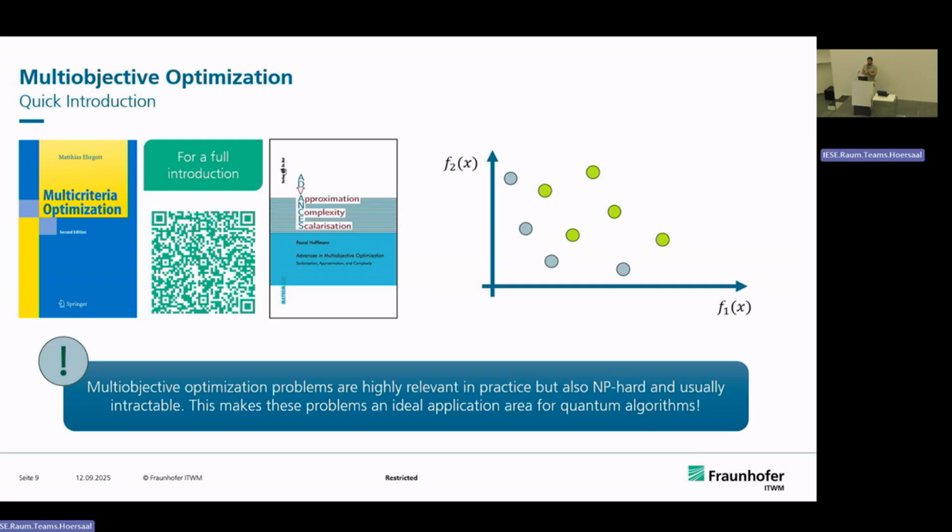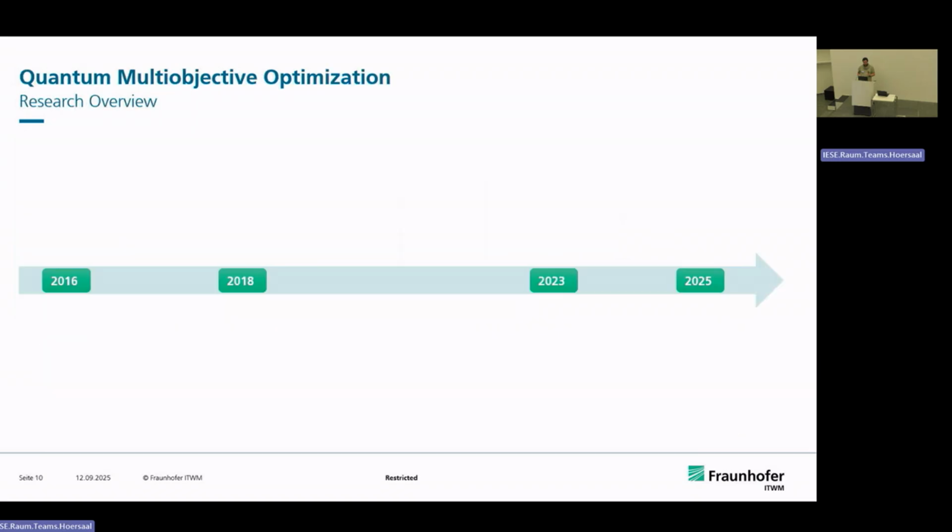So in summary, multi-objective problems are highly relevant in practice. Also, they are NP-hard, and usually the set of Pareto optimal solutions is intractable, so exponential in the encoding size of your input. This makes it extra hard, so to speak. And this makes it the ideal playground for quantum algorithms. And I'm not the first one, so there already exist some algorithms regarding this.